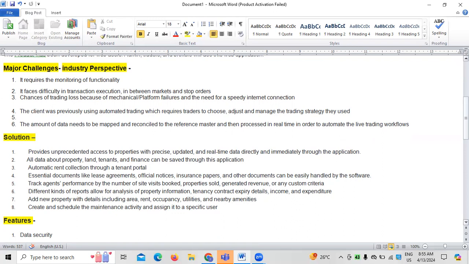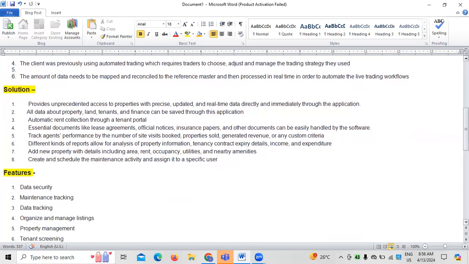At the same time, whatever data relates to a property, whatever data we are going to maintain, can be saved through this application. This is also one of the solutions we are providing. At the same time, providing automatic rent collection through a tenant portal is also one of the prominent and important elements which we have to focus more on. At the same time, tracking the agent performances, right? So site visit bookings, right? These are all the different solutions we are going to provide.